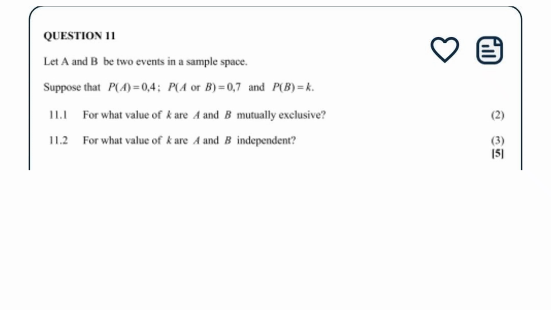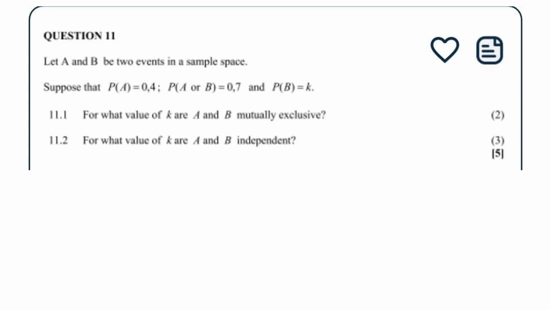Right, good day everyone. This is grade 12 mathematics paper 1 probability. Now question 11: let A and B be two events in a sample space. Suppose that the probability of A is 0,4, the probability of A or B is 0,7, and the probability of B is equal to K.